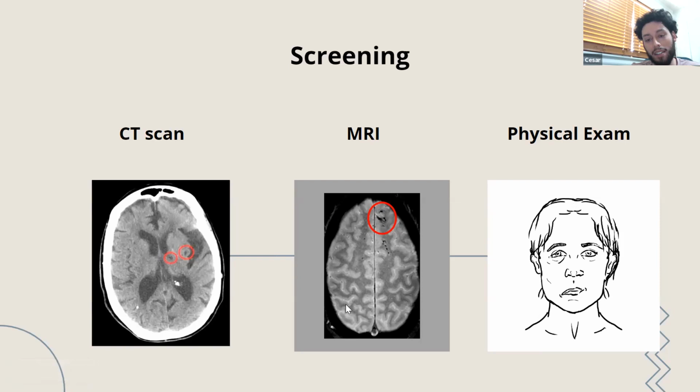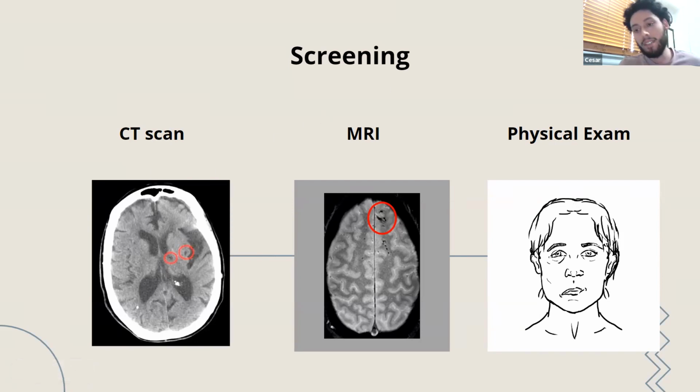So an MRI can see the abnormalities of a stroke within 30 minutes. A CT scan, however, would take a little longer. However, the CT scan is more sensitive for hemorrhagic stroke.